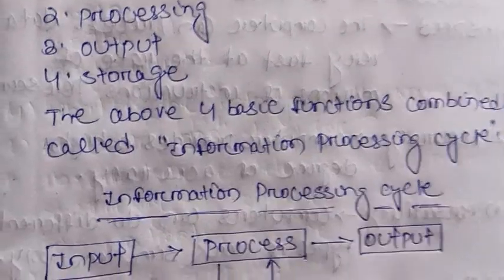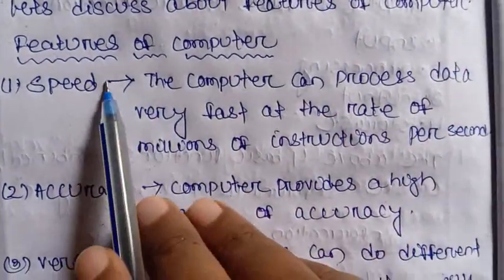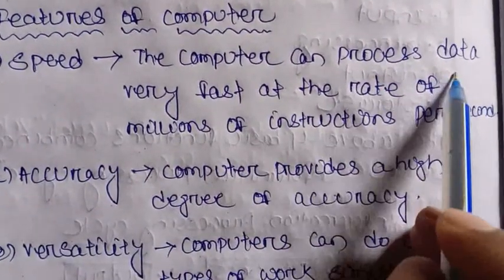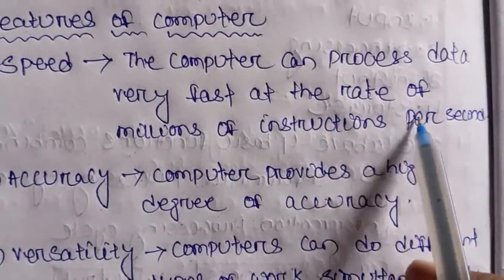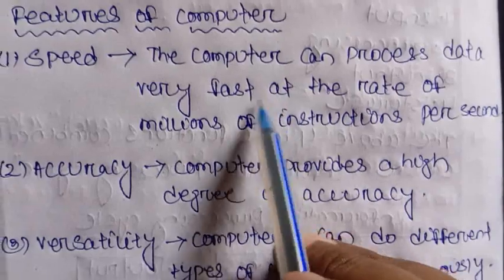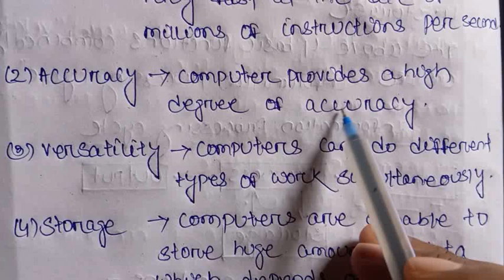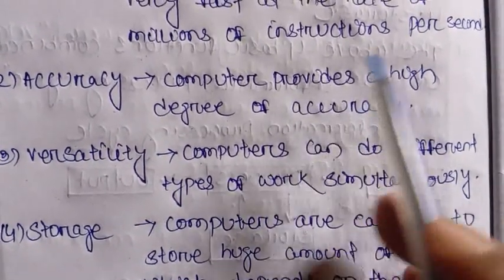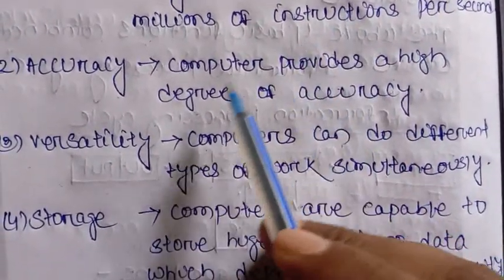Let's discuss some features of computer. Features of computer. Speed. The computer can process data very fast, at the rate of millions of instructions per second, is known as speed. Next, accuracy. Computer provides a high degree of accuracy. It means the correct information given to a computer, it processes the data and gives output correctly.